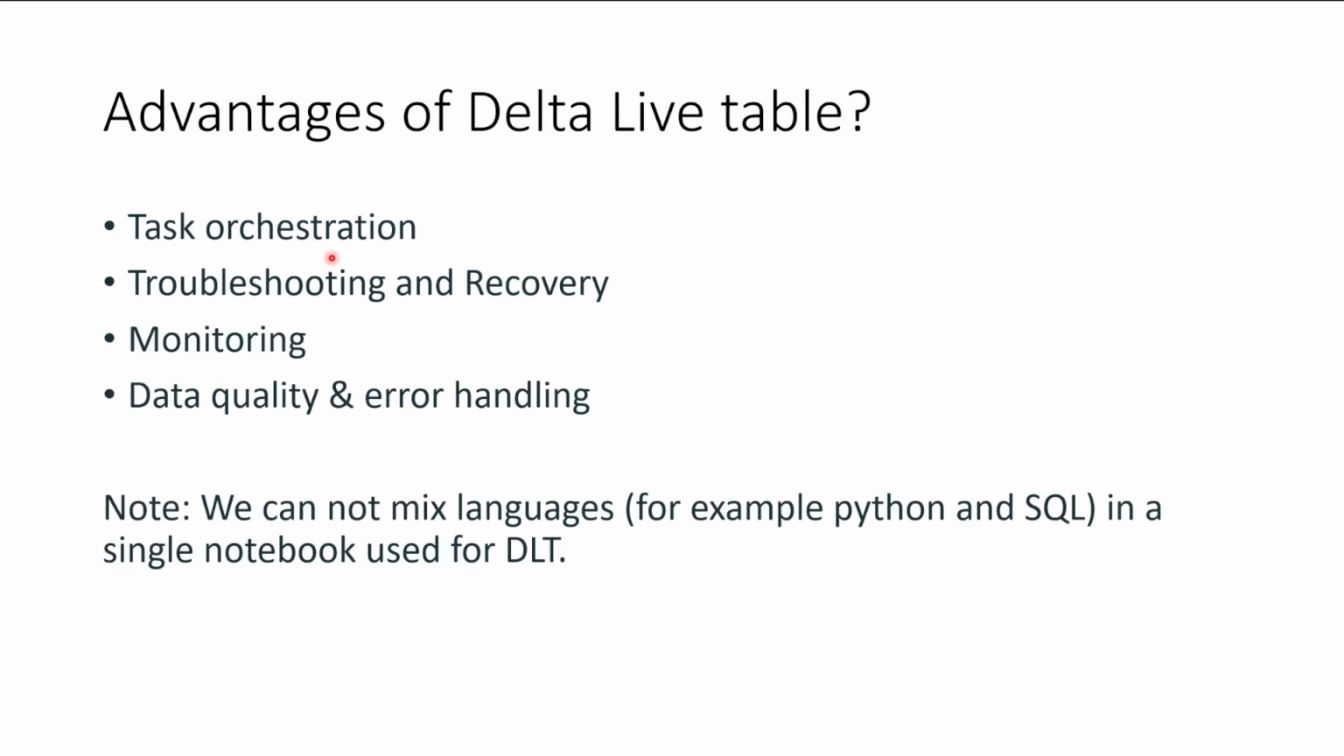Task orchestration. Instead of defining your data pipelines using a series of separate Apache Spark tasks, you define streaming tables and materialized views that the system should create and keep up to date. Delta Live Tables manages how your data is transformed based on the queries you define for each processing step. DLT will automatically identify and separate tasks from the notebook and generate the graphs.